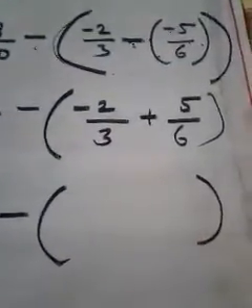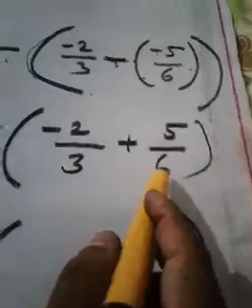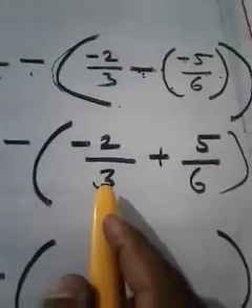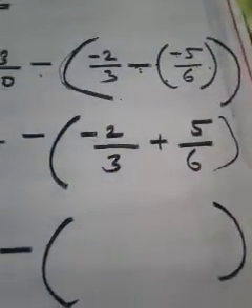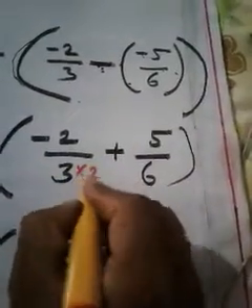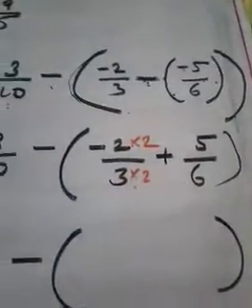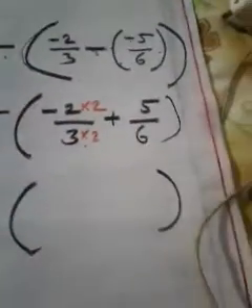Under the bracket, we have to solve it first. See, here the denominator is 6. Here the denominator is 3. Can I make that denominator also 6? Yes, of course. Just multiply here with 2. Since I am multiplying here with 2, I have to multiply here also with 2. Then what will we have?